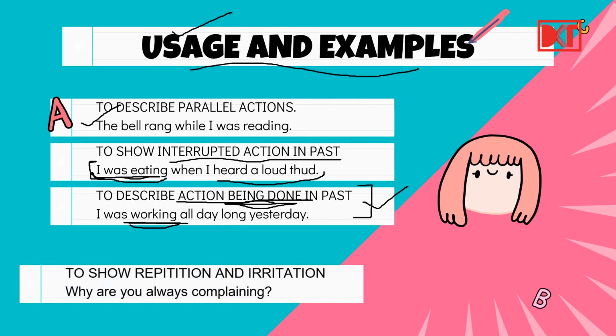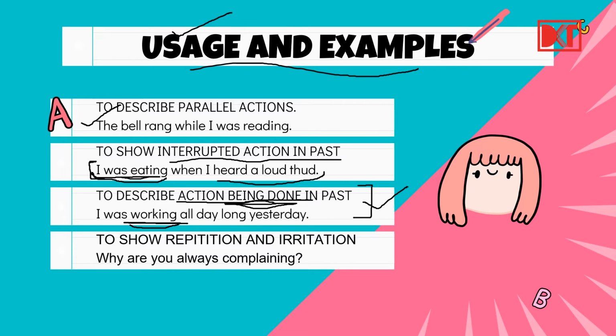Alright. Now to show any kind of repetition and irritation. Here, I'm sorry, there's a spelling error. For repetition between P and T, we get E. So to show any repetition or irritation, for example, "Why are you always complaining?" So complain and ing, the past continuous form.